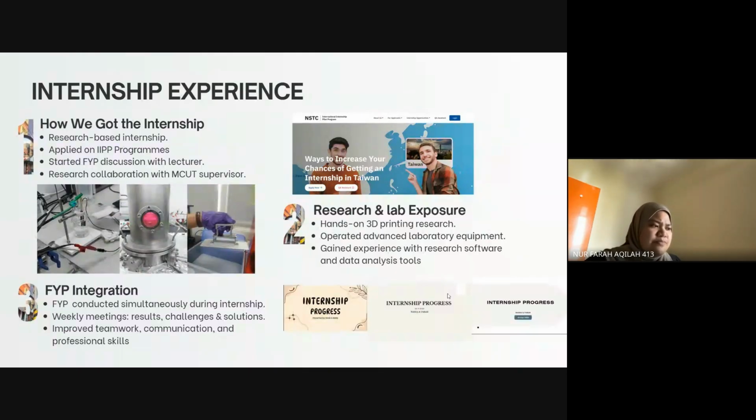And lastly, our FYP integration. Like I said, it was conducted simultaneously during our internship, and because of that, every week we have a weekly meeting with our supervisor to show our results and our challenges, so that we can overcome the challenges together. Me, Nasha, and our supervisor, every single week we come up with the discussion and the solution. Even though sometimes in the lab we don't have enough materials, our supervisor is very supportive. He will immediately buy all the materials for us, or if we say we need something for our safety, he will immediately find the solution to ensure that student safety in the lab is taken care of.